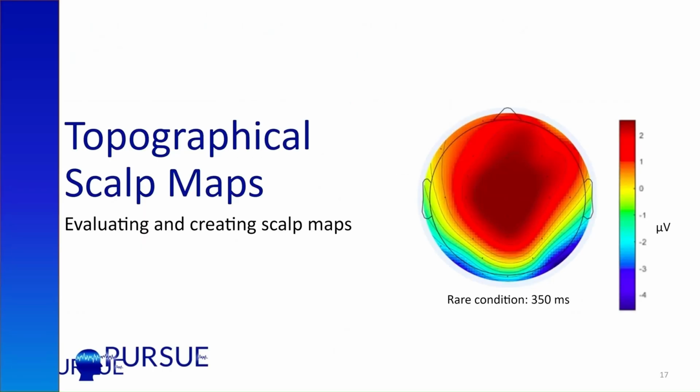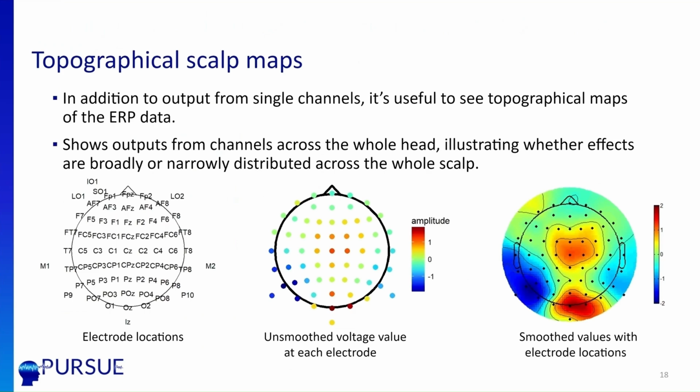I will now be going over the specifics of topographical scout maps, which are another important tool in ERP research. One important thing to remember is that topographical maps show the variations in voltage from channels across the entirety of the head. From that data, you can determine if ERP effects are broadly or narrowly distributed across the head.